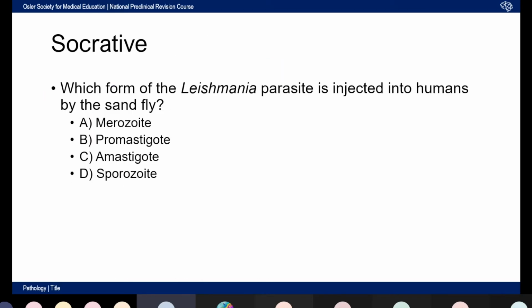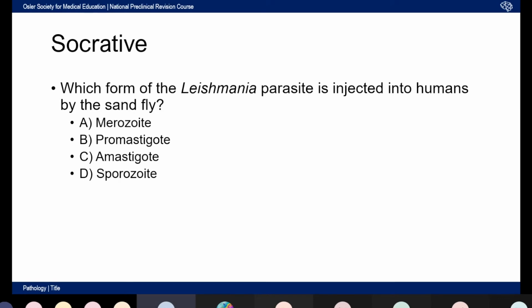So now for another couple of Socrative questions. Sorry, I don't think I moved on. So yeah, which form of the leishmania parasite is injected into humans by the sandfly? This might be quite a hard question. Results. Oh, actually, okay. So yes, it's the promastigote that was just shown on the slide.